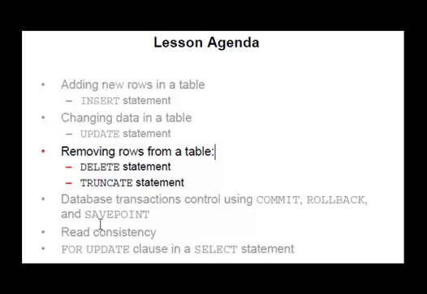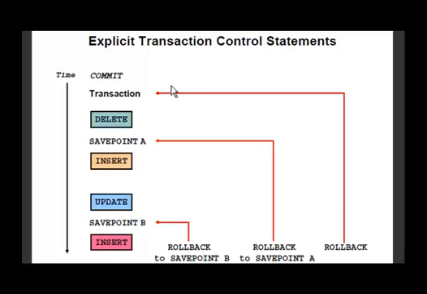The commit, rollback option, and savepoint. We have another feature in Oracle database which we call savepoint, which allows me to control my commit, my insertion, delete, and update statements, which we call a transaction. It allows me to control the behavior of all of these clauses. Let's talk about explicit transaction control statements.